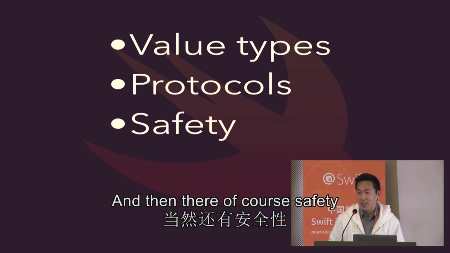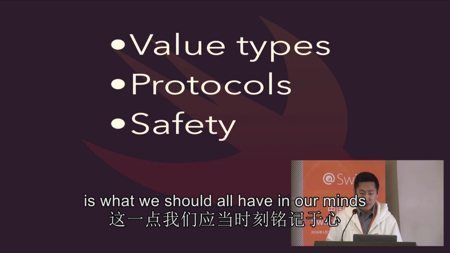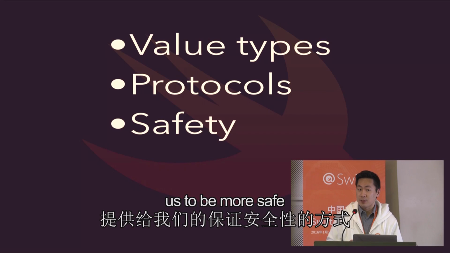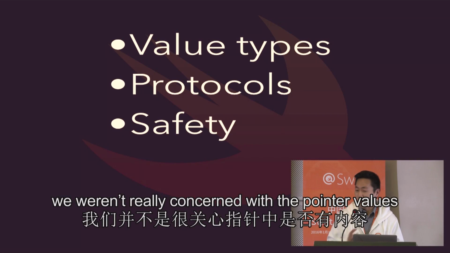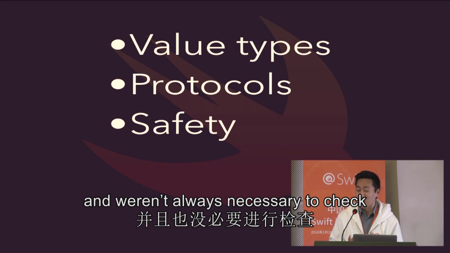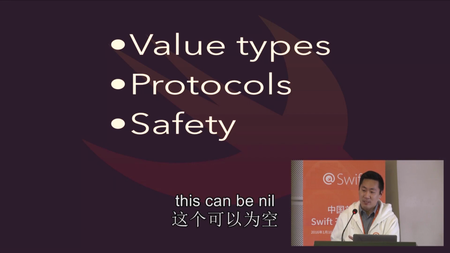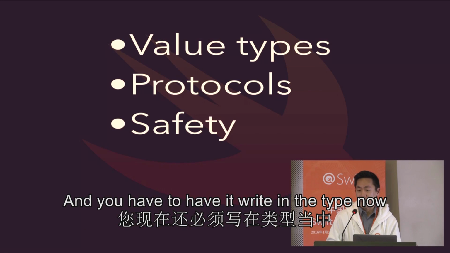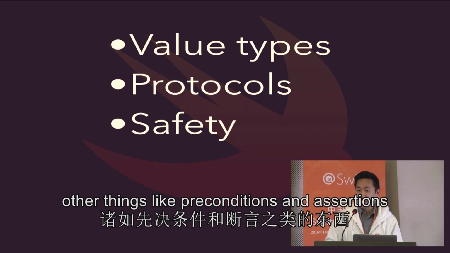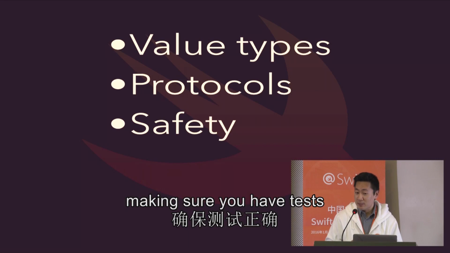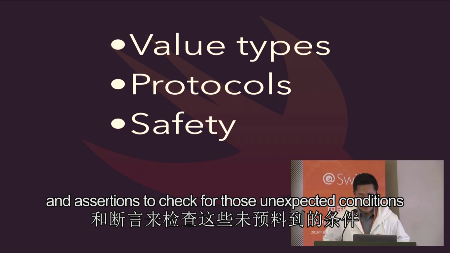And then there's, of course, safety. Again, Swift should be safe by default, is what we should all have in our minds. And there are a lot of ways that Swift offers us to be safer, like the use of optionals, where, again, before in Objective-C, we weren't really concerned with the pointer values, and it wasn't always necessary to check. But now in Swift, it has to be explicit. You have to say this can be nil, this can never be nil, and you have to have it right in the type now. And then again, the thing about preconditions and assertions: checking your code, making sure you have tests, but also within your code itself, having the assertions and preconditions to check for those unexpected conditions.